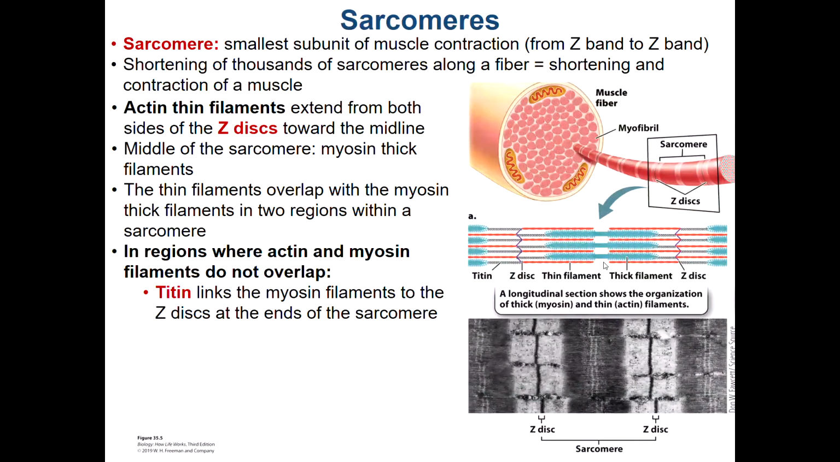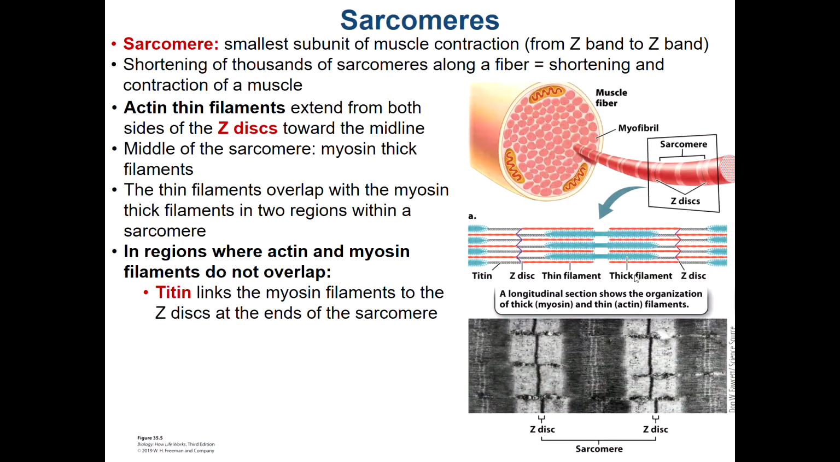In the middle of the sarcomere, that is where you find the myosin thick filaments. So they start at the midline of the sarcomere and extend out. The thin filaments overlap with the myosin thick filaments in two regions within a sarcomere. So you could see in this picture we have one region of overlapping between the thin and thick filaments, and here's the second region of overlap between the thin and thick filaments.